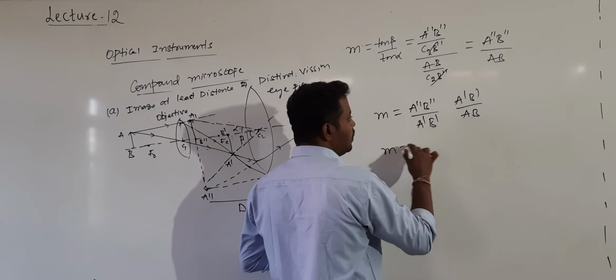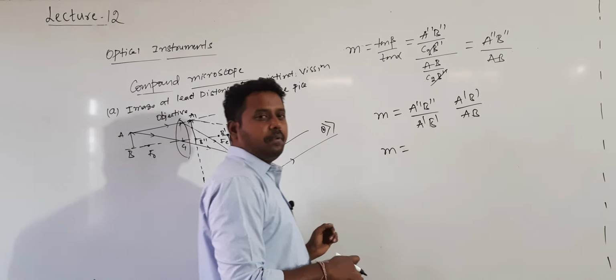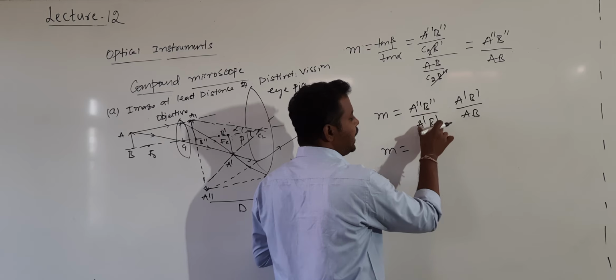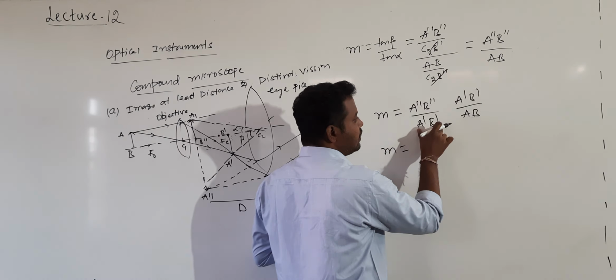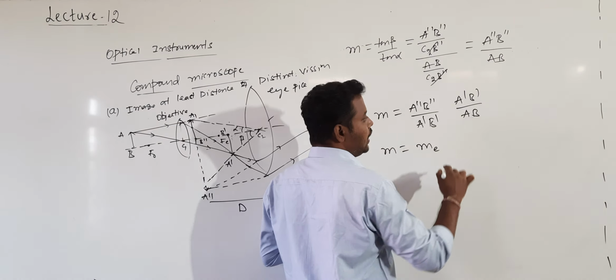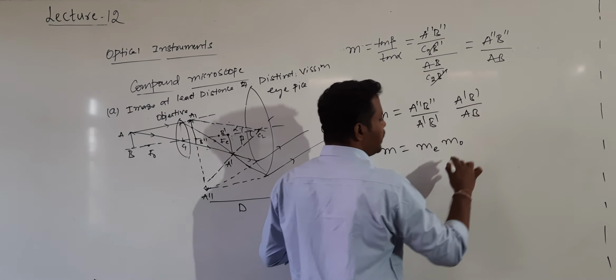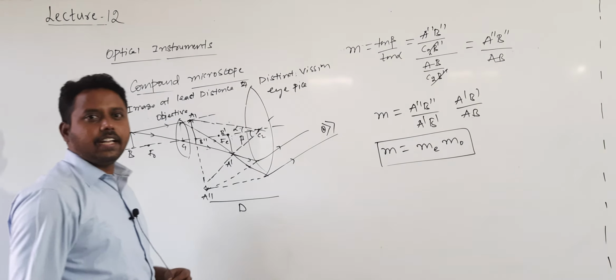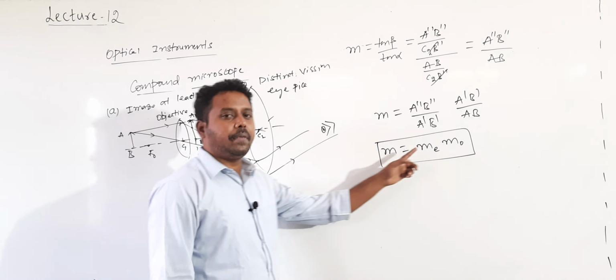Then M value, this A double dash into B double dash, that is the size of the image formed by the eyepiece by the size of the object of the eyepiece. So this is nothing but the eyepiece magnifying power, and similarly this is nothing but the magnifying power of the objective. Are you getting? So what is the value of ME?